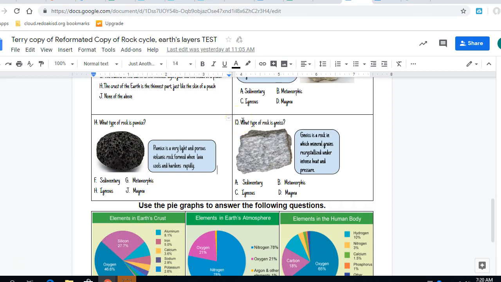Number 15, what type of rock is this? Gneiss. I think it's pronounced gneiss. I hope it is.